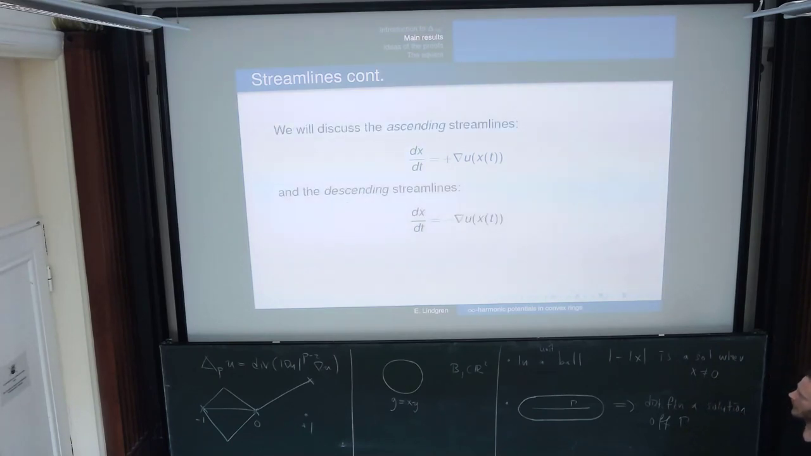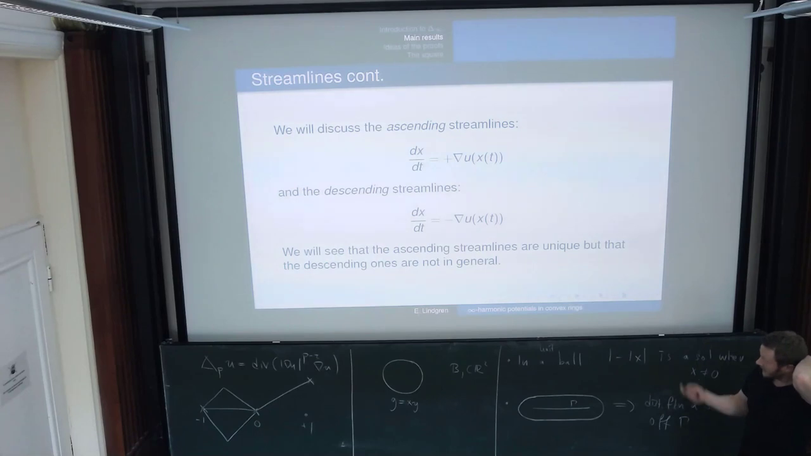So I will focus on ascending streamlines and descending streamlines. The ascending ones go in the direction where the function increases. Descending ones go down with the values of u. It turns out that in our setting, the ascending ones are going to be unique, while the descending ones are not going to be unique. We were trying to prove things, and we thought these have to be unique, so we tried to prove that they're unique, but they're actually not unique. That at least came as a little surprise to me.